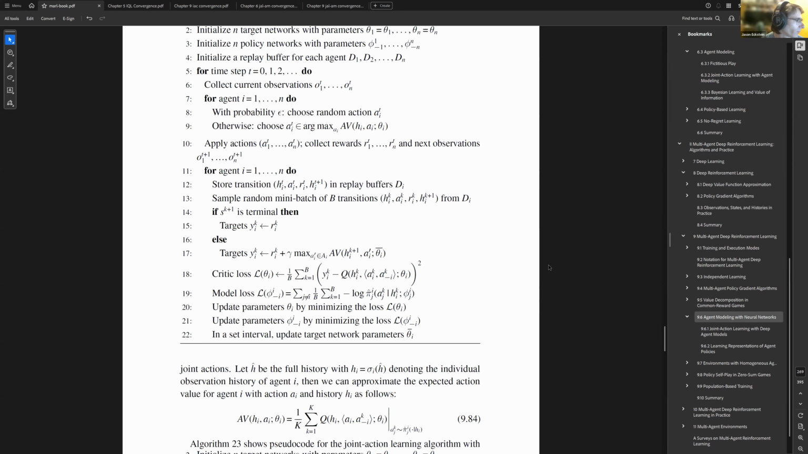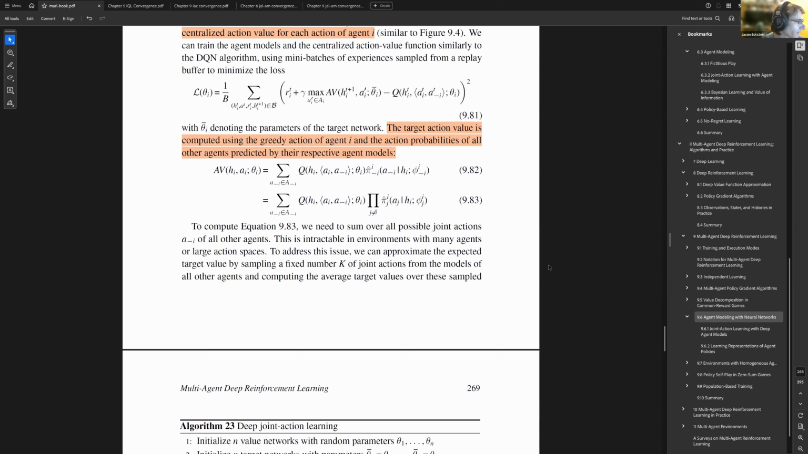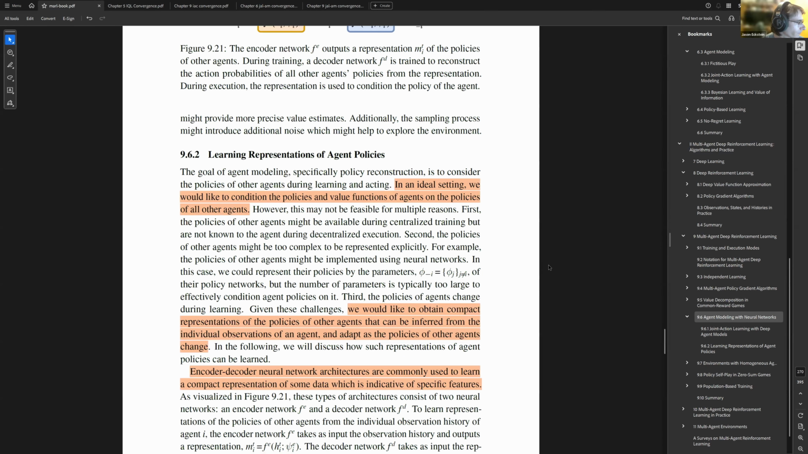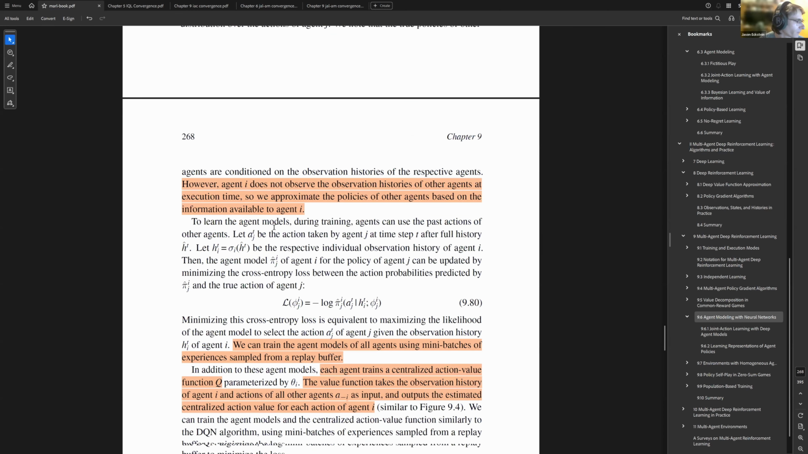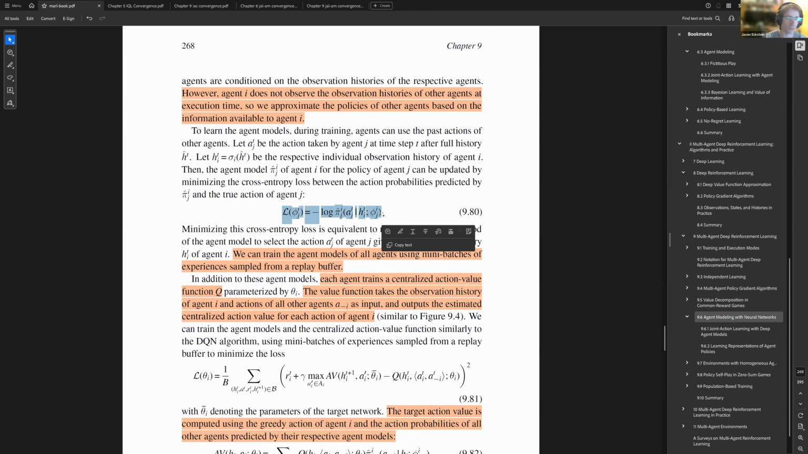That part is probably the most familiar to people. It's written out here too, it's this loss function here. But this is exactly the same as what you do with supervised learning when training a classifier, where the classification labels are the actions that each agent is taking.